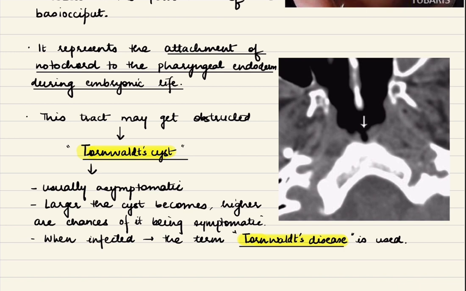As you can see in this CT scan, this is an axial section, this being the nasopharynx, and you can see there is a recess in the midline extending posteriorly. So this is the nasopharyngeal bursa.